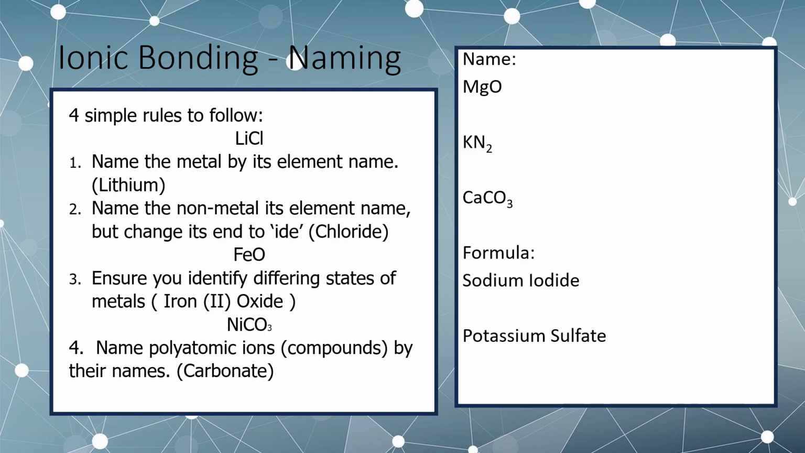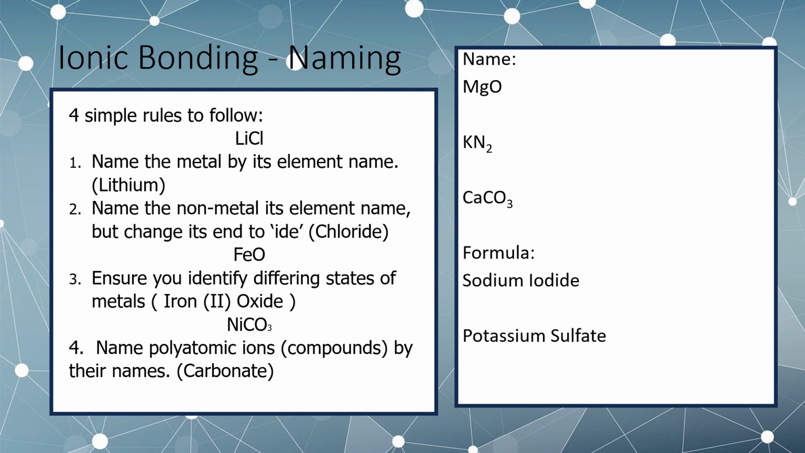When naming these structures, there's 4 simple rules to follow. First, you name the metal by its element name. The metal always comes first in an ionic compound or formula. So in this example here, we've got lithium. Then you name the non-metal its element name, but change its ending to ide. So it's lithium chlorine, but we change the chlorine to chloride.